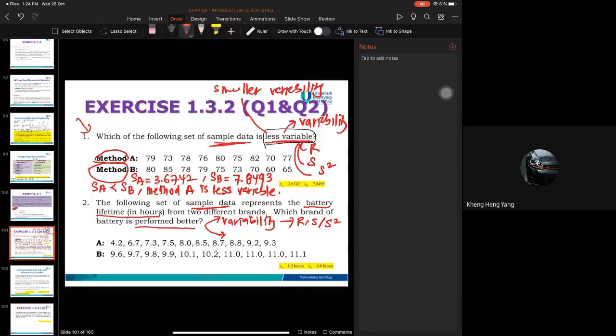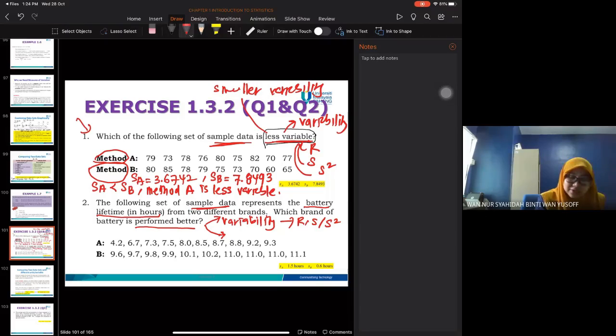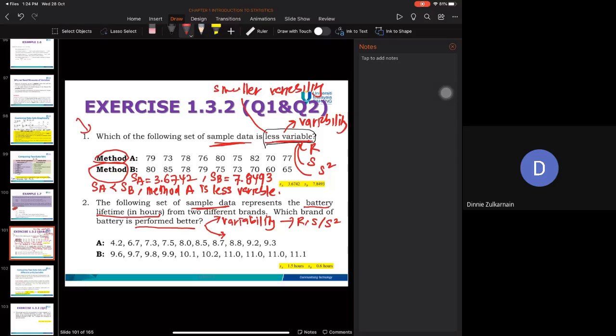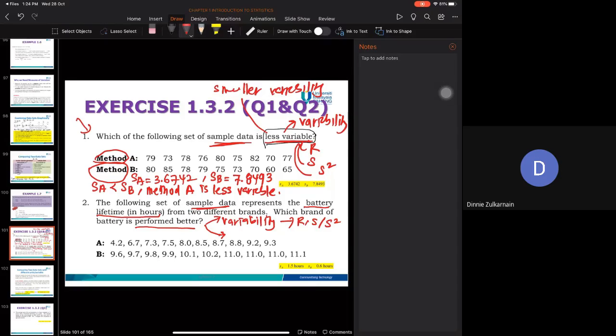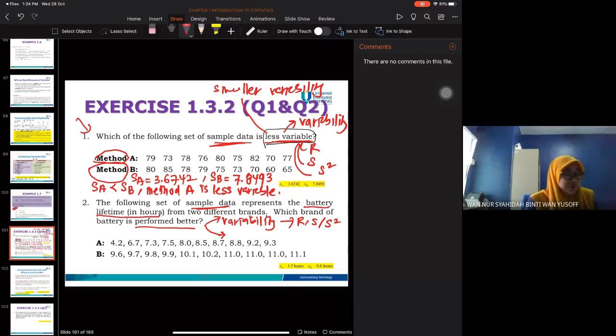Interquartile. Mean. Interquartile is still variability. Other than variability, what is it? It seems you have heard the answer earlier, anyone? Shape of the distribution.